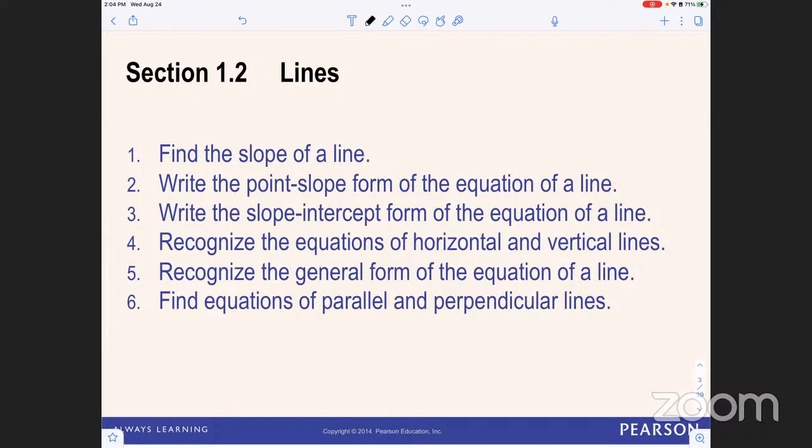One of the students earlier had a really good question. I can't recall the details of it. It was about perpendicular lines. Actually, now I can recall it.